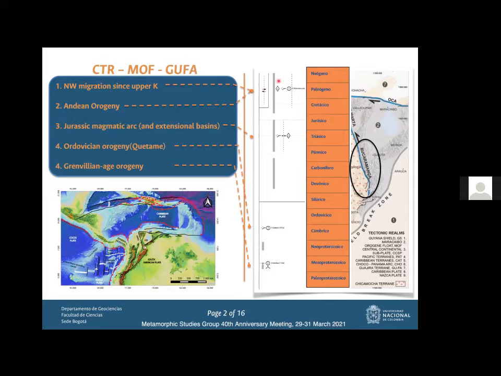But most important for us are these two tectonic episodes. One is an Ordovician orogeny, and the second is a Jurassic magmatic arc, because we are going to make the interpretations in the light of the presence of these episodes and how these episodes affect the Santander Massif.